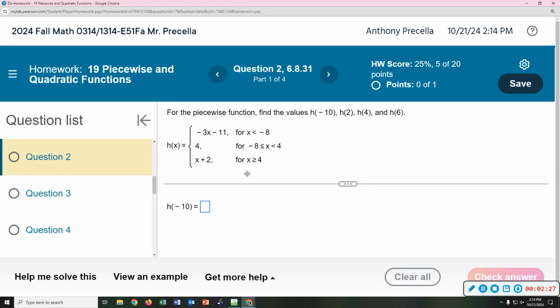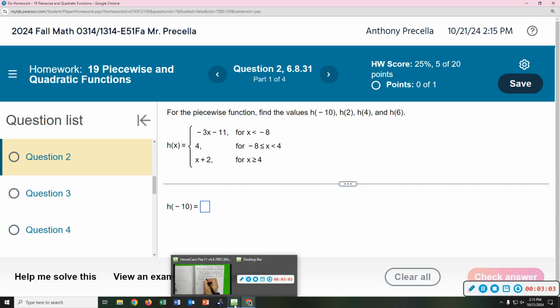I know. Okay, so this is an example. What we're seeing here, this h of x, is an example of a piecewise function. There are three different pieces that you use, and they want us to evaluate the function at -10, at +2, at +4, and at +6. I need to write down this function. Maybe write each piece in a different color. That's exactly what I'm going to do, Tony.